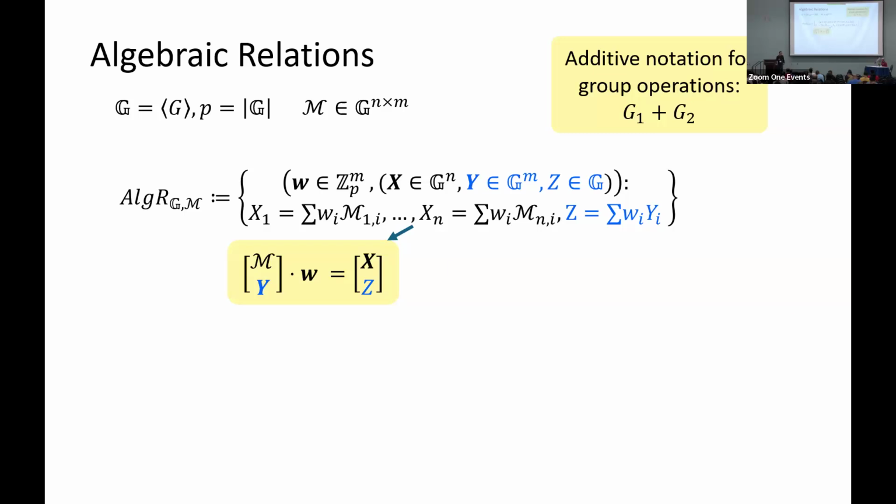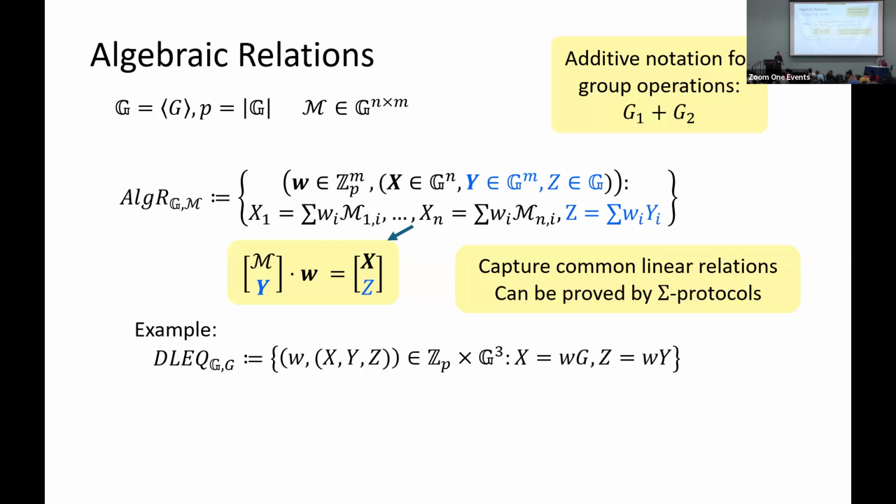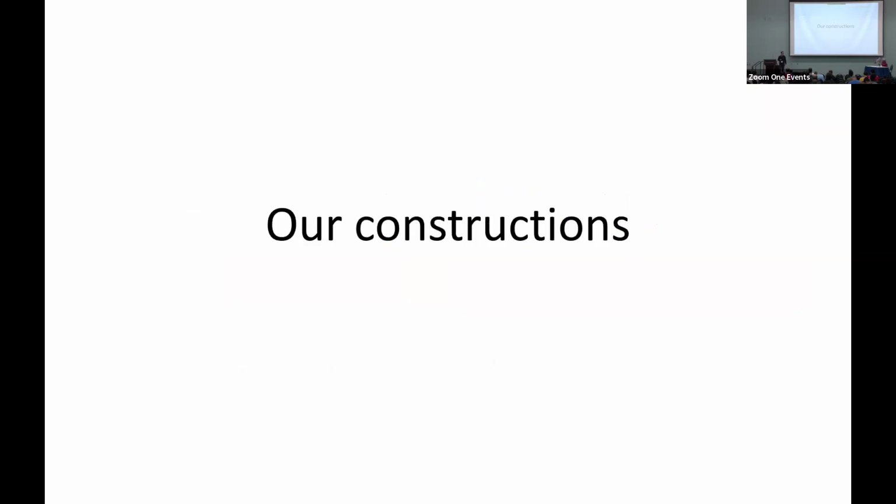And we see that these capture many common linear relations and can be proved by the sigma protocol. For example, a typical example is this DL-EQ relation. The witness is a single scalar, and the statement is three group elements. This can be seen as a special case of the algebraic relation, where M is a 1-by-1 matrix. I will now give an overview of our constructions.